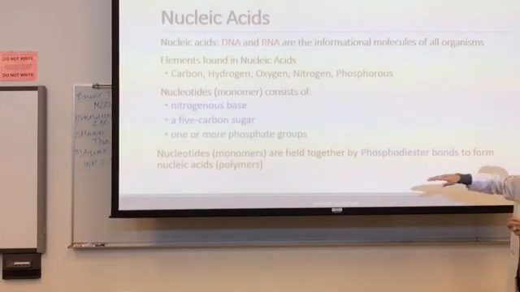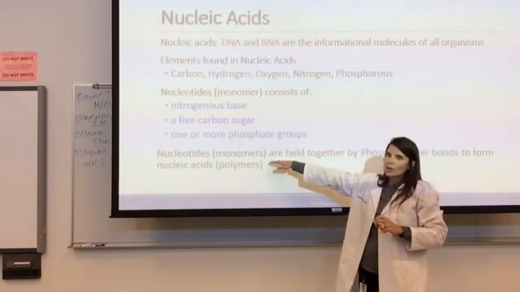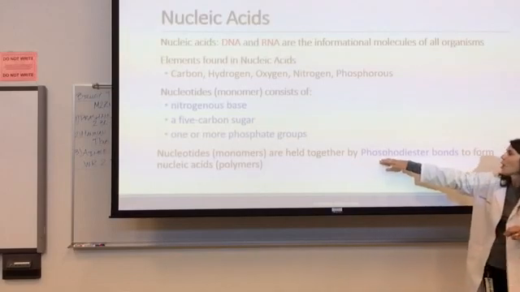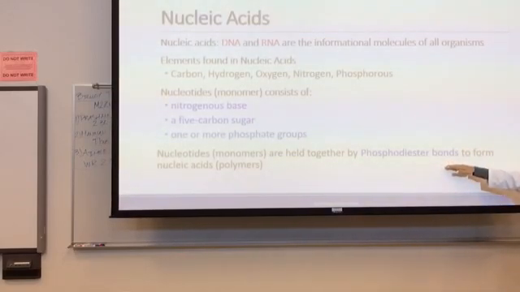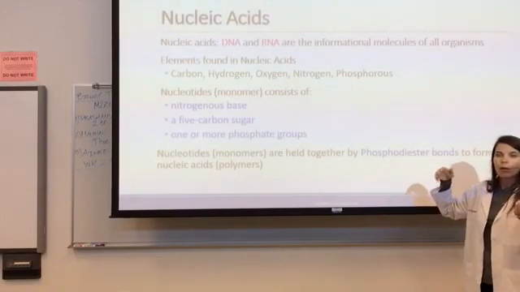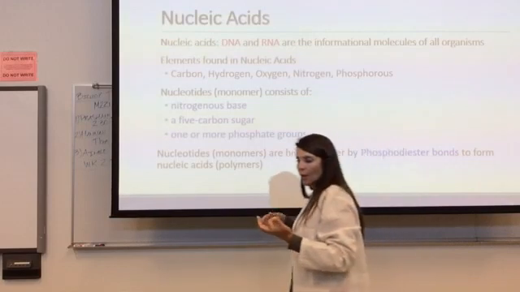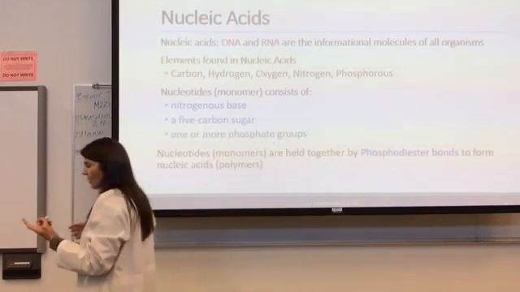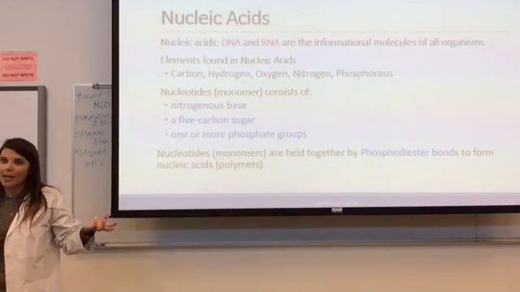Here at the very bottom it says nucleotides, which are monomers, are held together by phosphodiester bonds to form nucleic acids, which are the polymers. So the monomer is a nucleotide, and the polymer is a nucleic acid.